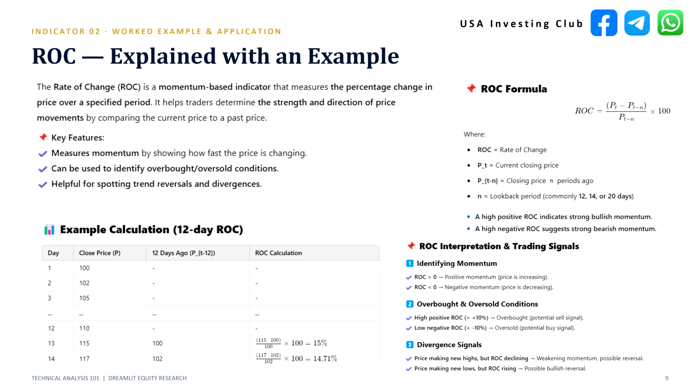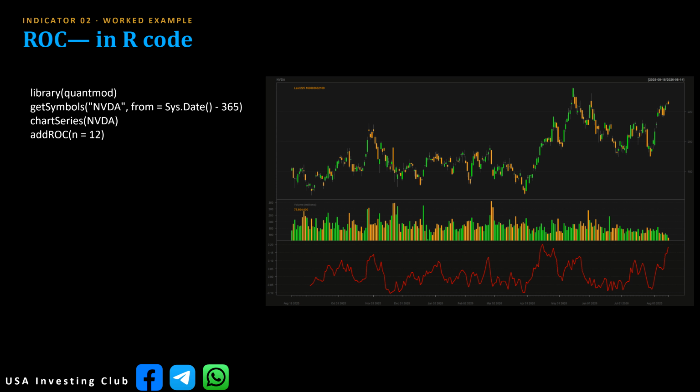And divergence. Price making new highs while ROC declines signals weakening momentum and a possible reversal. Price making new lows while ROC rises signals a possible bullish reversal. The exact same divergence logic you learned for RSI and MACD on day 2, just applied to a completely different formula. Same 3-line pattern in R.